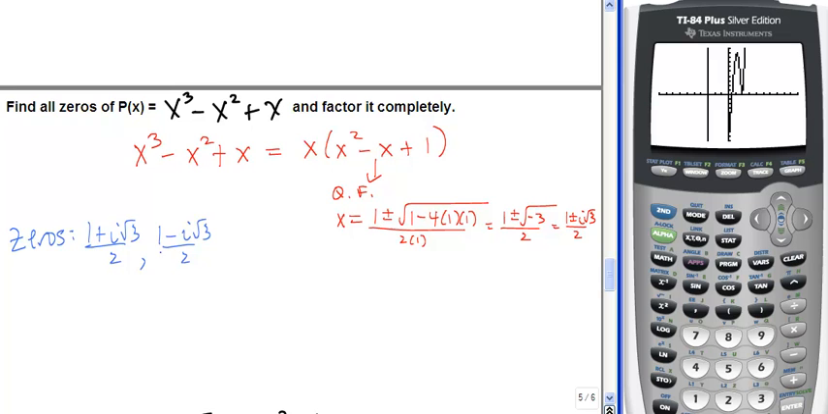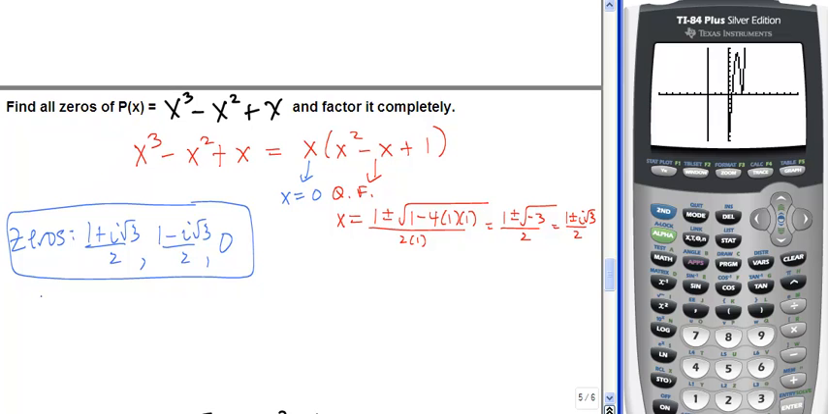Either way is fine. Now this was a degree 3, so here's 2 zeros. Where's my third one? Don't forget this guy. Remember that x that we pulled out way from the beginning? When does that factor equal 0? That factor equals 0 when x is 0. So our third zero is right at 0.